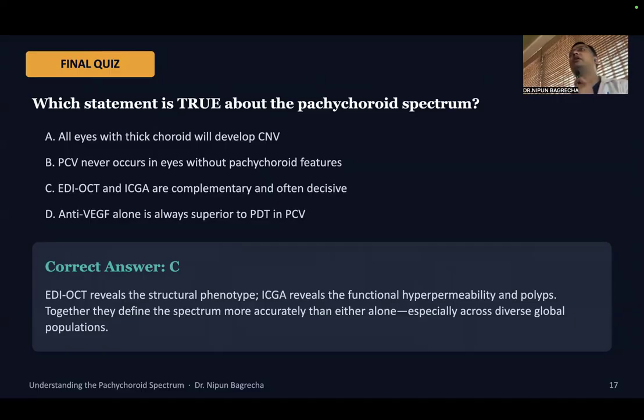OCT and ICG are complementary and often decisive. And what we are seeing is the OCT-based, non-ICGA-based diagnostic criteria, diagnosis on OCT regarding the pachychoroid spectrum and PCV. And anti-VEGF alone is always superior to PDT? It's not always the case, although the newer anti-VEGFs are coming and the studies are going on, because PDT is not available because of the high osmolarity of those anti-VEGFs. They have a superior, more drying effect for the pachychoroid spectrum.